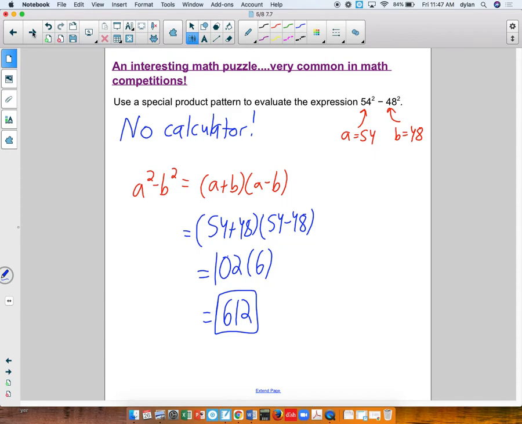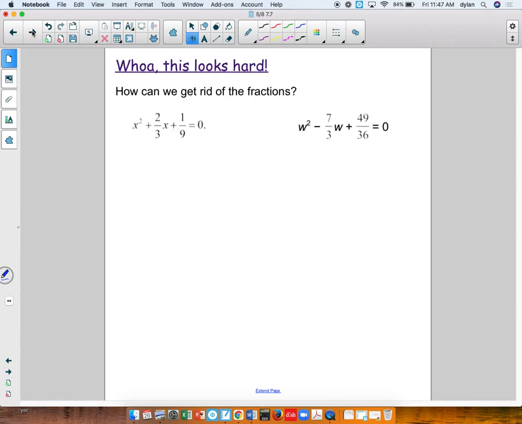So the last thing that we're going to look at here is solving quadratics that contain fractions, which looks really difficult. But if we can fraction bust, like we talked about in pre-algebra, and get rid of all the fractions, then these problems become much easier. So for example, if we look at the first one, x squared plus 2/3 x plus 1/9.